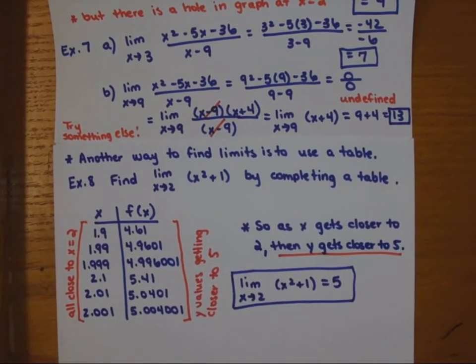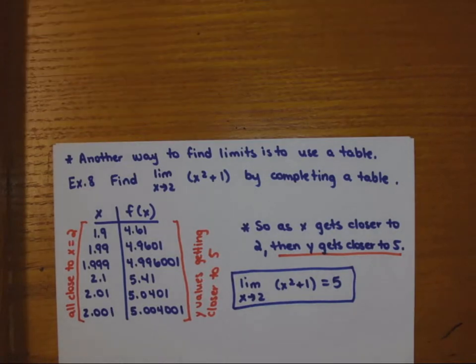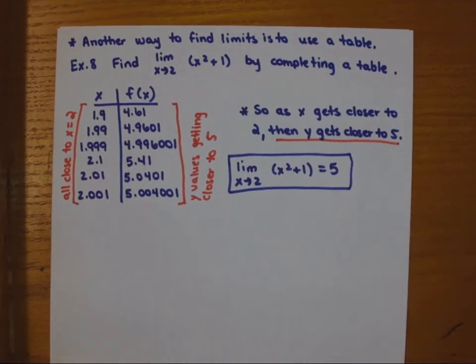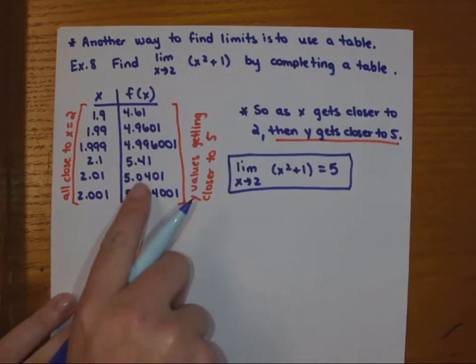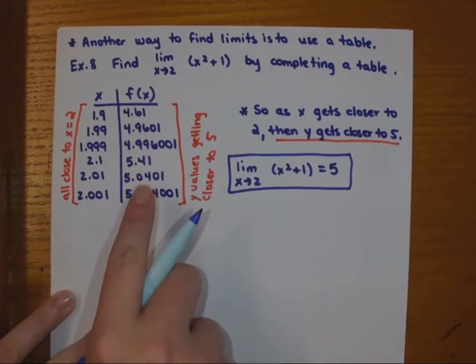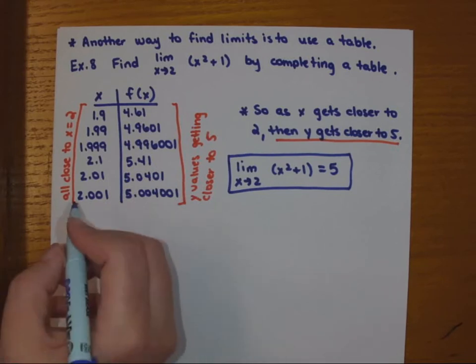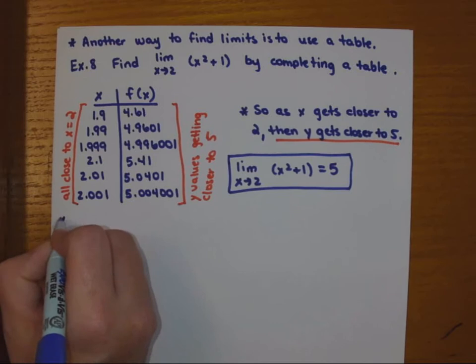By the way, we're not going to do another one like this, but if you had a table where the y values don't seem to approach anything, then we would say that the limit doesn't exist in that case. In other words, if the y values are just getting bigger and bigger and bigger and they're not getting close to something like they are in this table, then you would say the limit doesn't exist. And that's a complete possibility when you're doing problems like this.